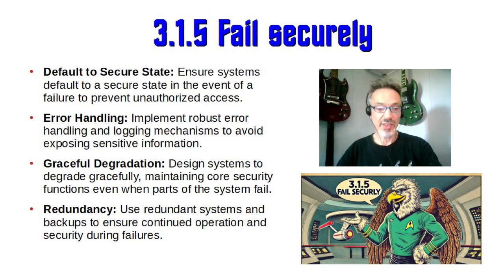4. Redundancy. We're going to discuss the role of redundant systems and backups in ensuring continued operation and security during failures. This connects back to the defense in depth principle we discussed earlier. Examples of fail security implementation: firewalls defaulting to closed states if they crashed, authentication systems denying access if they can't verify credentials, encryption remaining in place even if access controls fail. 6. Challenges. Balancing security with availability. Ensuring fail-secure mechanisms don't create denial of service vulnerabilities, and testing fail-secure implementations thoroughly.